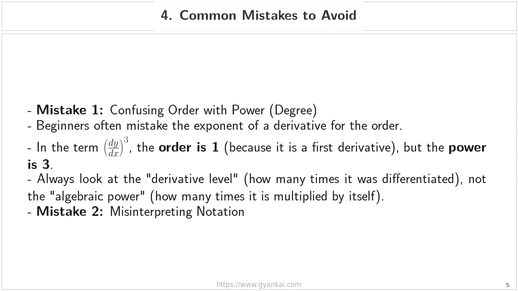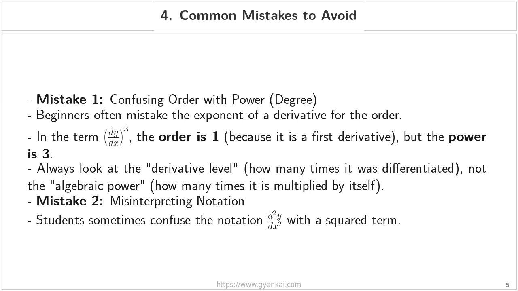The second mistake involves misinterpreting the notation itself. This can be quite tricky because the notation looks very similar to squaring a term. For example, you might see the notation d squared y over dx squared. It is vital to remember that this notation represents the second derivative, which means the order is 2.